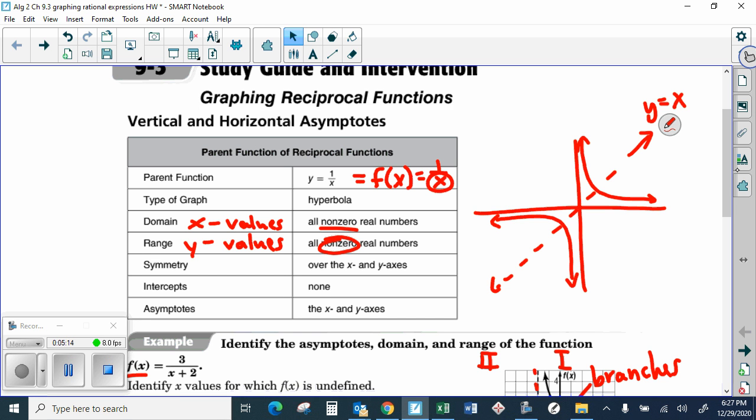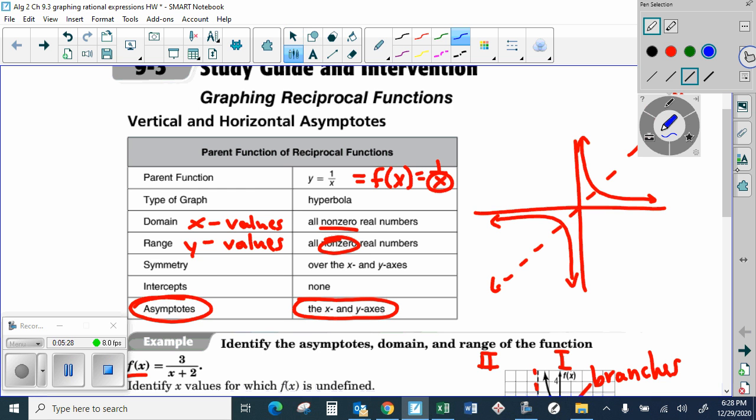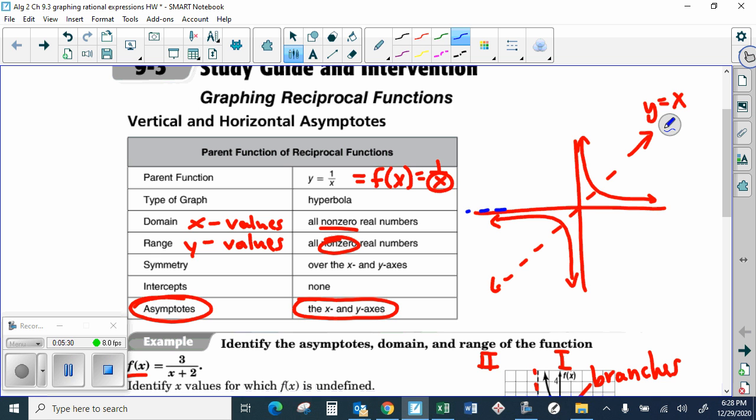Intercepts, none. I mean, does it cross the x-axis or the y-axis? No, it does not. Those are both asymptotes. And here you see the word asymptote right there, the x and the y-axis. So when you do your asymptotes, you always put them dashed like this, even if it's x or y, so dash them.